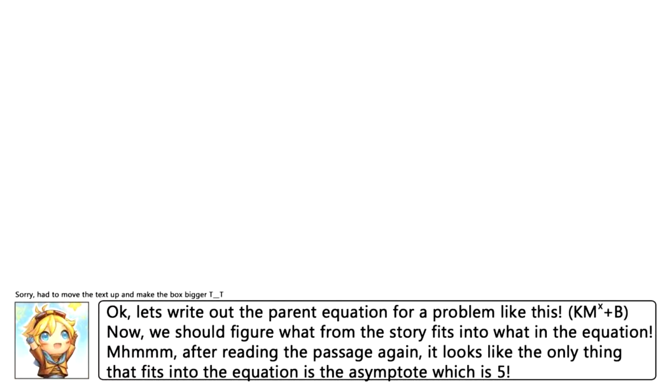Okay, let's write out a pairing equation for a problem like this. Now, we should figure out what from the story fits into the equation. After reading the passage again, it looks like the only thing that fits into the equation is the asymptote, which is 5 for the b.